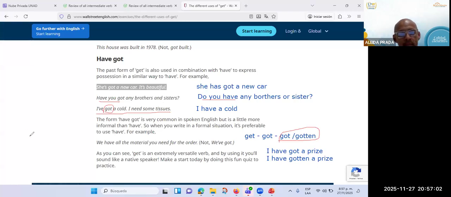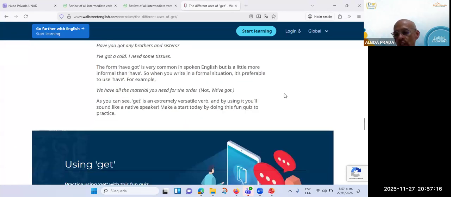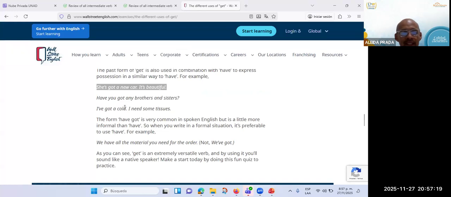So this is a very important verb, and you are going to find this verb get with collocations, with phrasal verbs, or in questions, in negative, in affirmative sentences. Okay, look at this. Here it's very, very different. For instance, when I say I have got a new car, and I have a car. In American English, we say I have a car.